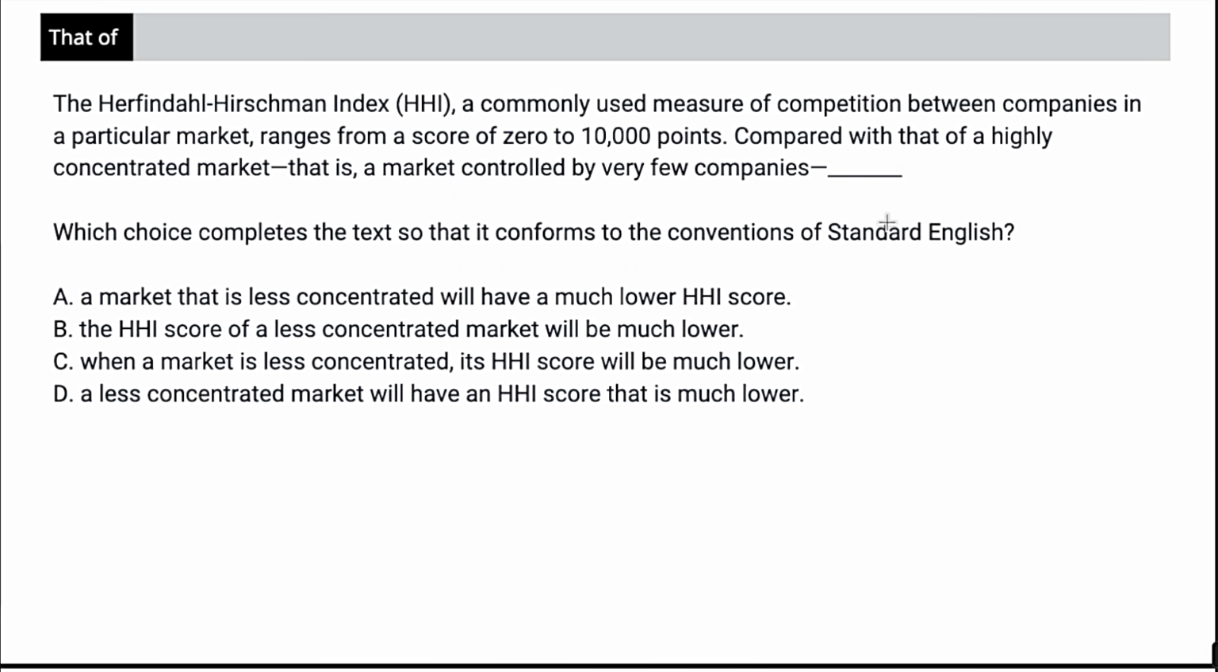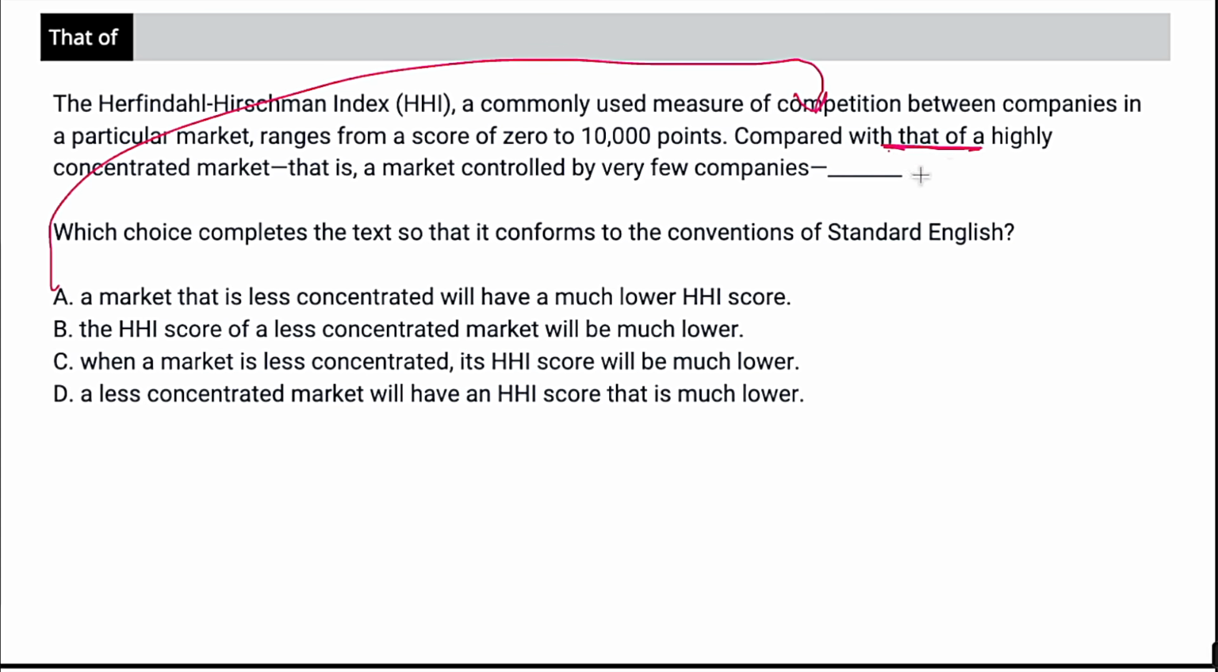Now let's look at the trickiest version of these questions, including that of or those of. We're going to do the same thing. You know, a market was compared with that of a highly concentrated market. And reading that first choice, it kind of seems like we're comparing market to market. So that seems like it could work. But the issue is that of.